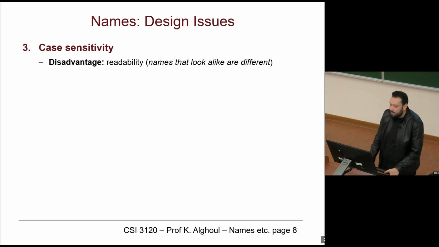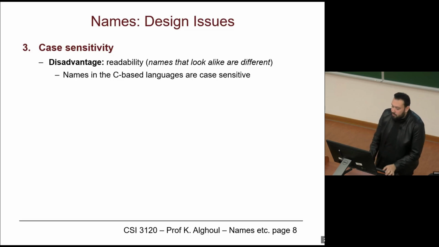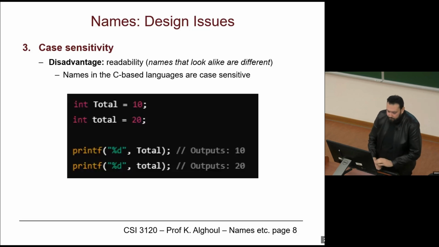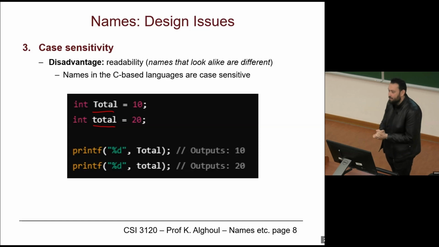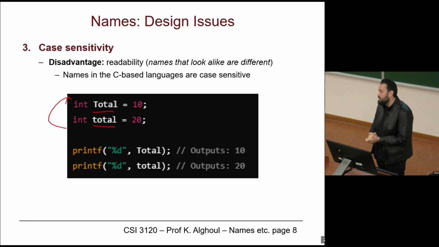What do you mean by case sensitive? First of all, the main disadvantage of case sensitivity is readability. I'll tell you why. Let's take this example and see. Int total equal 10 and Total equal 20. They are two different names. They are case sensitive. Java is the same thing. Python is the same thing. So, okay, it's something good, but readability-wise, the programmer may make mistakes using this total or this Total. So readability is an issue with this.